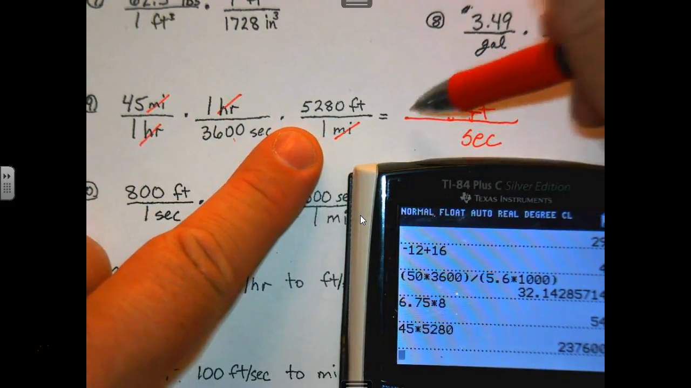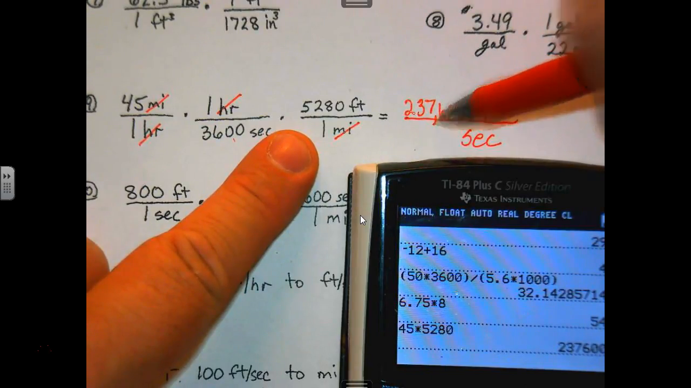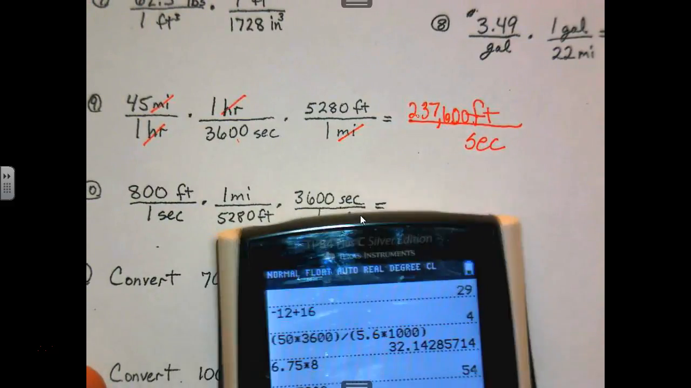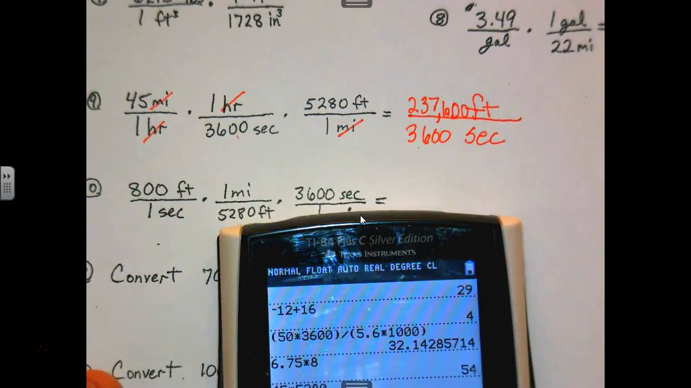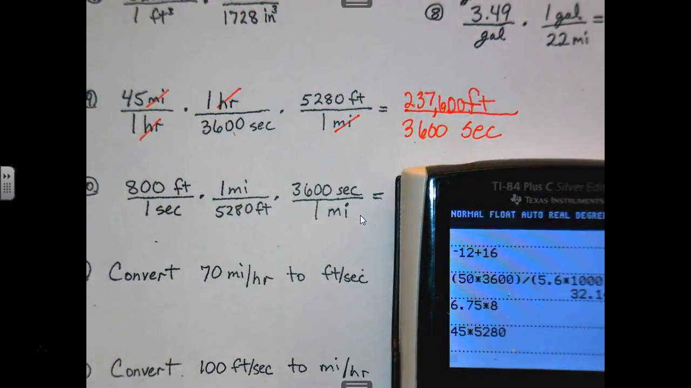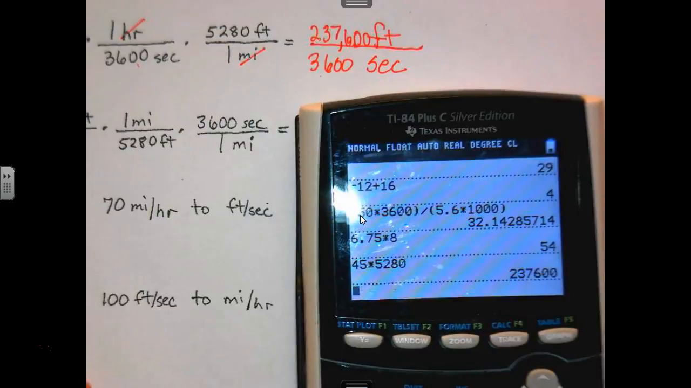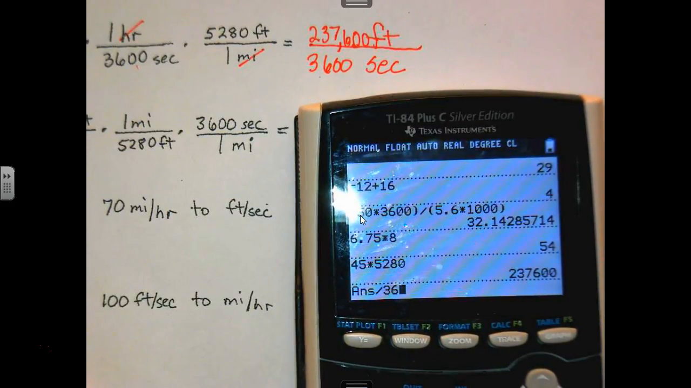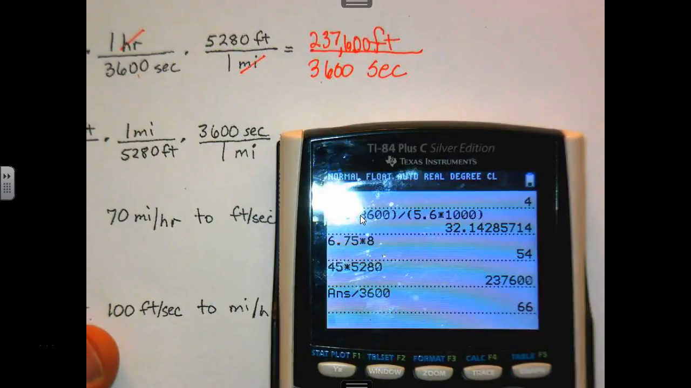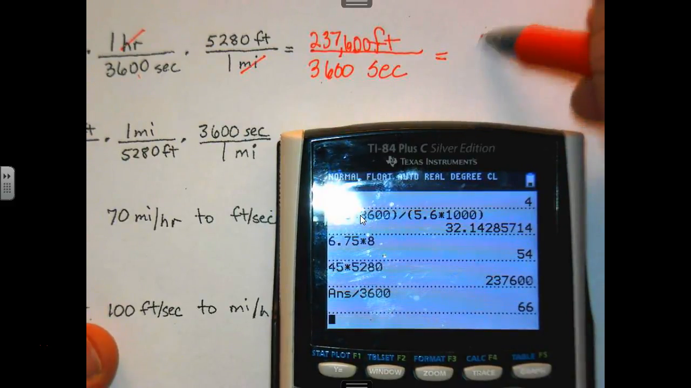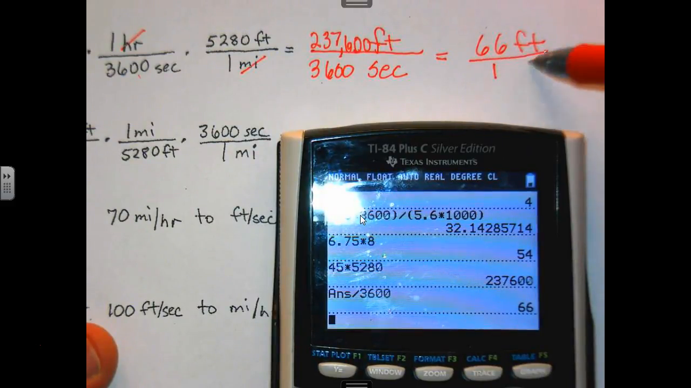It's a big number. 237,600, and over 3,600. I already got the 237,600 typed in there. Then I would take that, divide it by the 3,600, and enter, and I get a whole number, 66. So this becomes 66 feet, and it was a whole number, so I'm going to put it over 1.